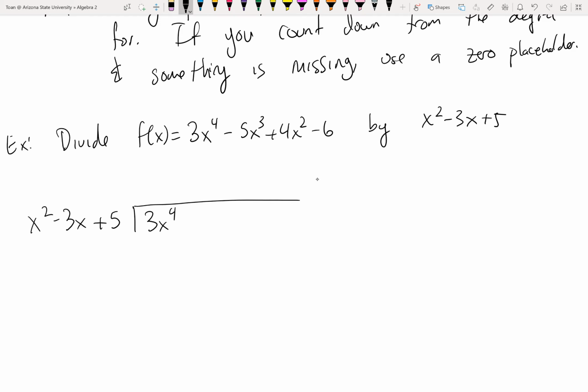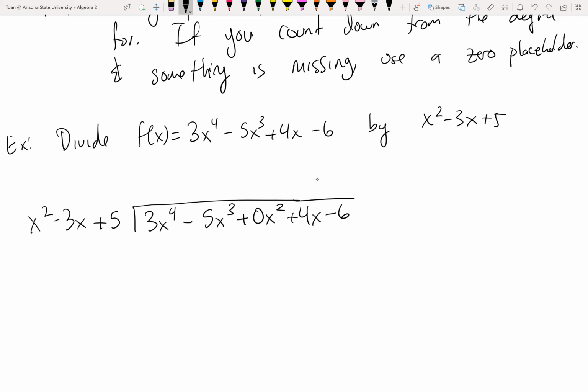Oh, by the way, I'm going to change the problem a little bit. Instead of a 4x squared, let's just make it a 4x. Every single term needs to be accounted for. So it's 3x to the 4 minus 5x cubed. Notice the very next thing, if I'm counting down, should be an x squared. But I don't have any x squares. So I'm going to add a plus 0x squared just as a placeholder. So this is what I mean by a placeholder. The original problem was missing an x squared, so we'll fill a 0x squared in its place.